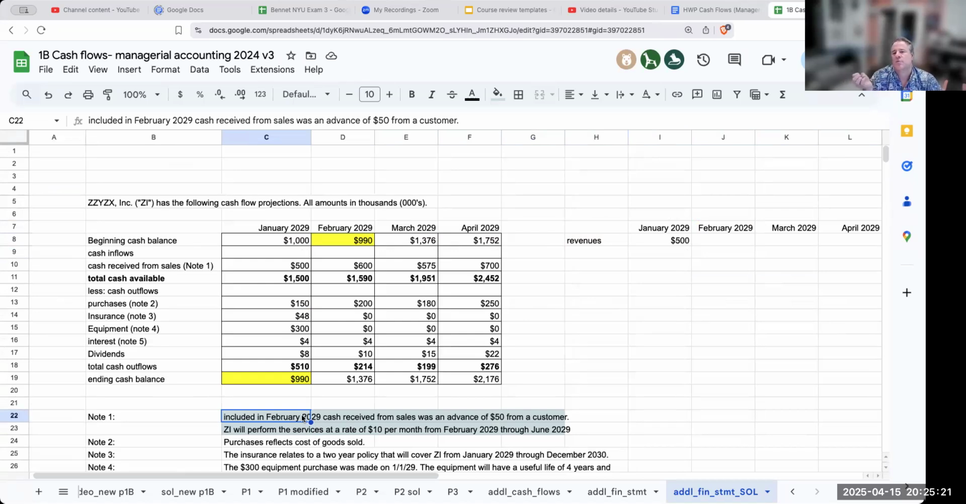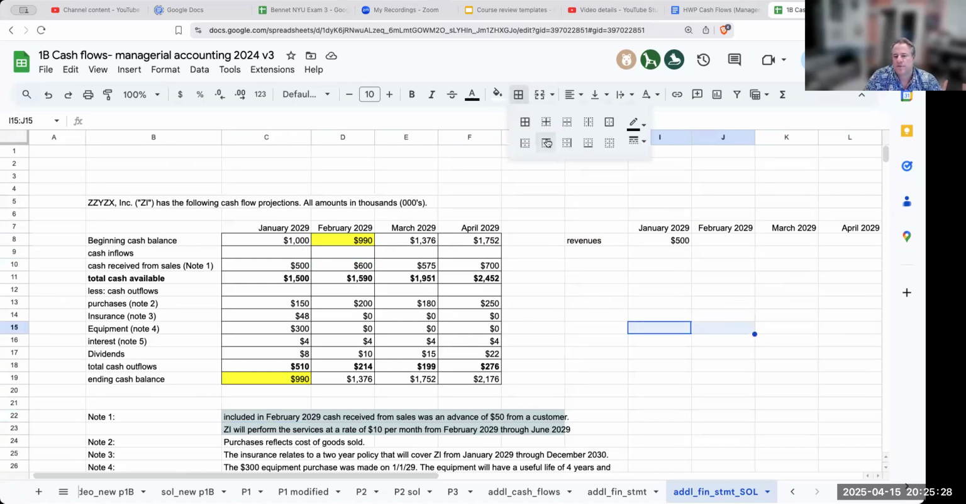So we're going to have to deal with this for the month of February. But let's take a look at February. Basically, for the month of February, we received a total of 600 of cash, right? So right over here, we got cash of 600.